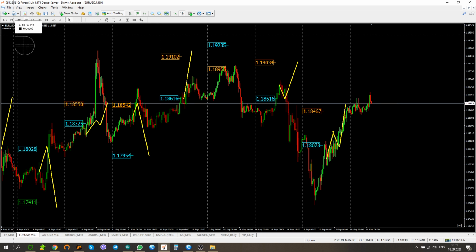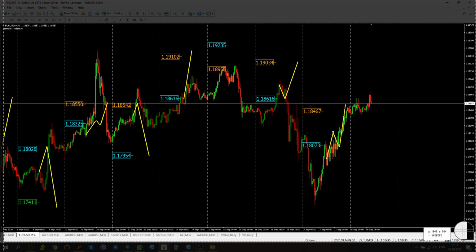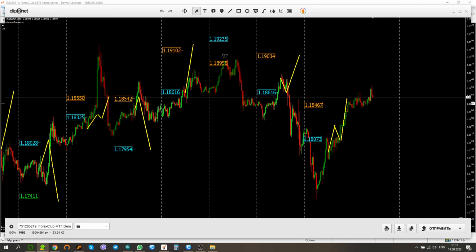For example, I make a screenshot and say that we should buy Euro USD from here after the price retests this level. Or, for example, we should buy here, and I give this signal when the price is right here. So we should wait till this pattern works.